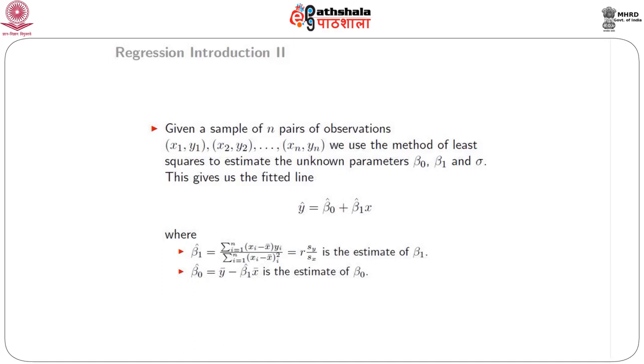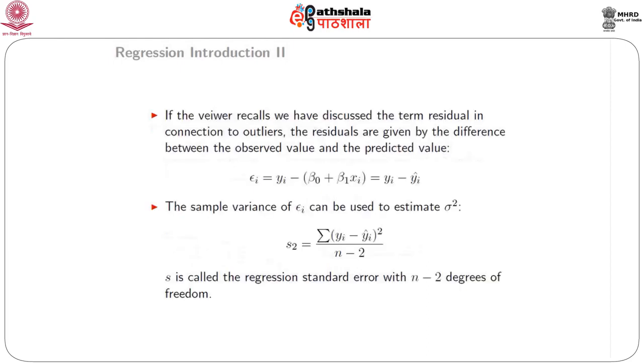So, we know that the correlation coefficient r is given by covariance between x and y divided by standard deviation of x times standard deviation of y, and using this relationship we can write beta 1 hat in terms of the correlation coefficient as r times standard deviation of y divided by standard deviation of x, and beta naught hat is given by y bar minus beta 1 hat times x bar.